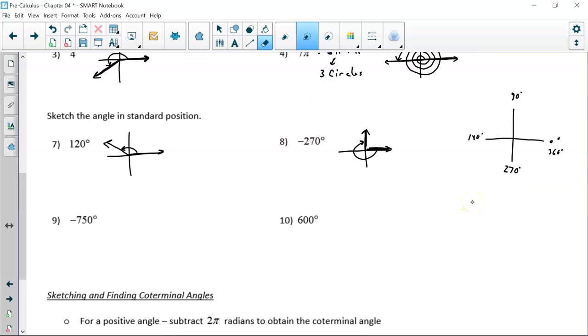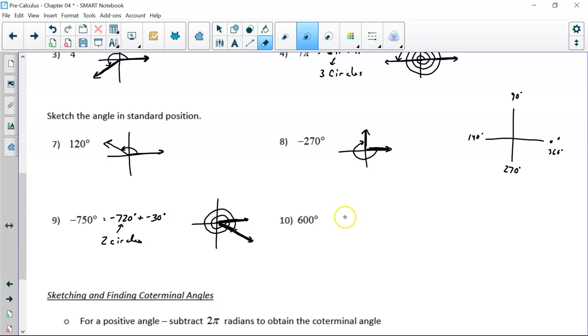Negative 750. Now, negative 750 is the same as negative 720 plus negative 30 degrees. Now, that negative 720 is important because that's 2 circles. And then we have the 30 degrees left over. So we're going negative. We're going clockwise. 1 circle, 2 circles, and then an additional 30 degrees. It's going to leave us about there. So there's our initial side and our terminal side.